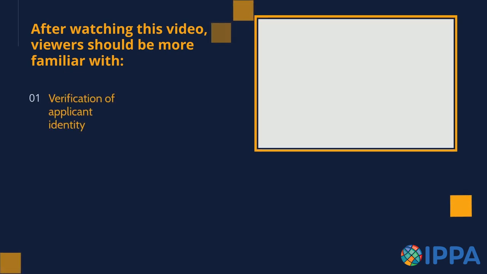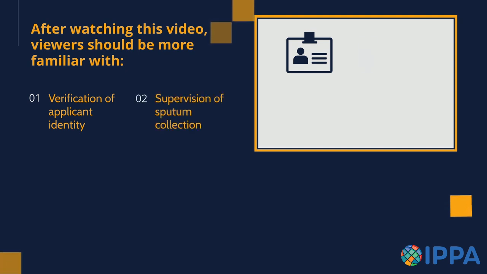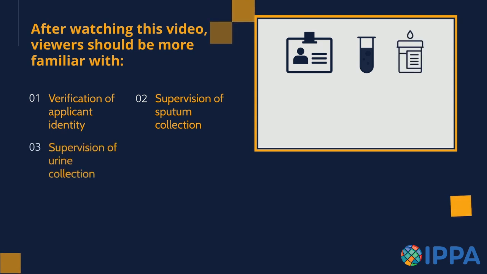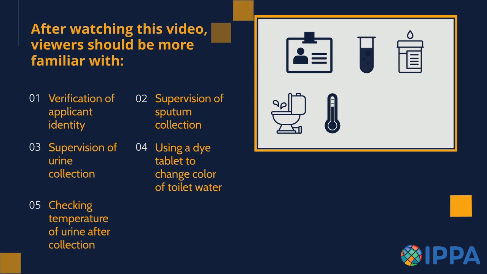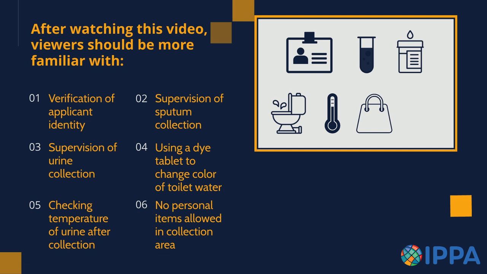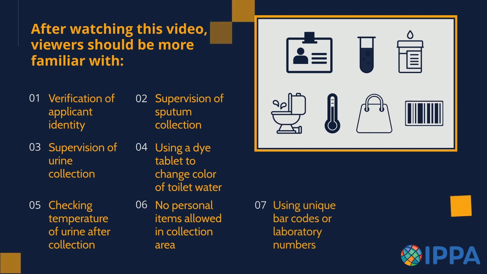1. Verification of applicant identity at each step of process. 2. Supervision of sputum collection. 3. Supervision of urine collection. 4. Using a dye tablet to change color of toilet water. 5. Checking temperature of urine after collection. 6. No personal items allowed in collection area. 7. Using unique barcodes or laboratory numbers instead of names and DOBs on phlebotomy samples and sputum specimens.